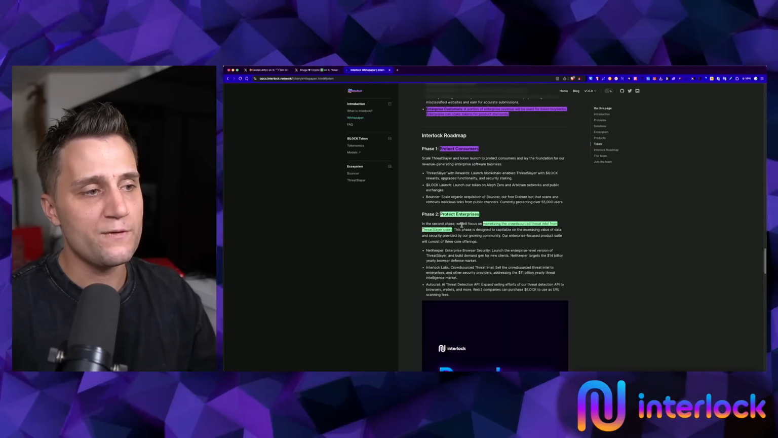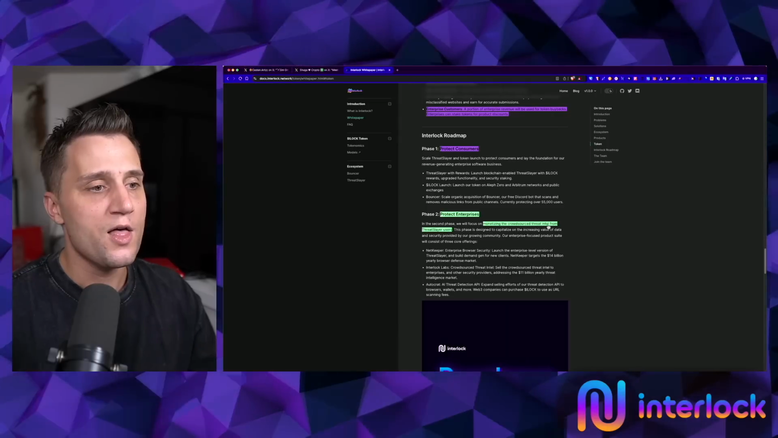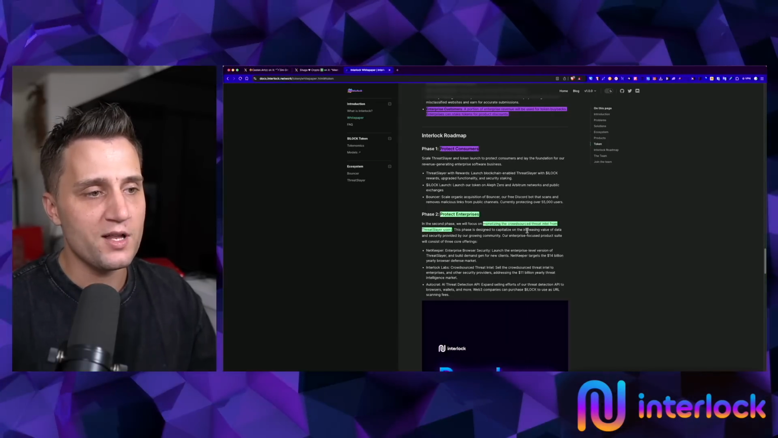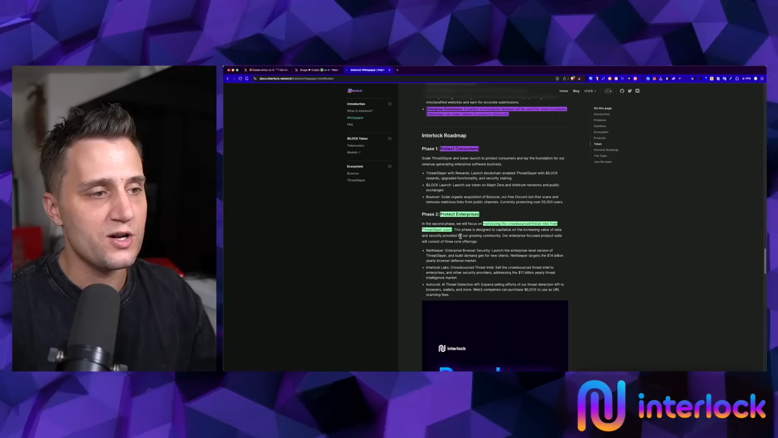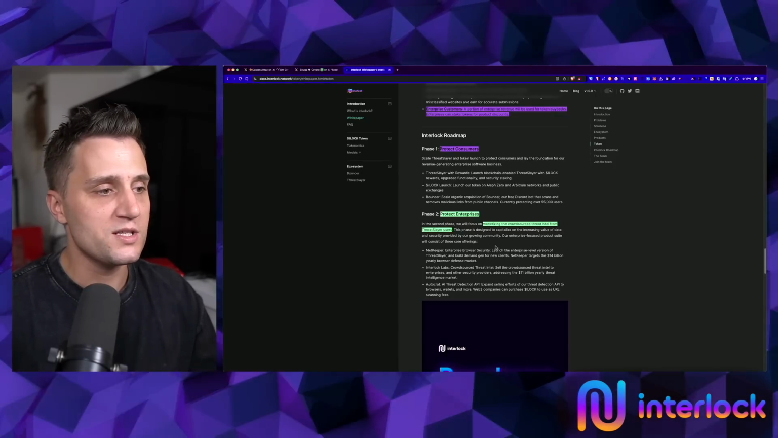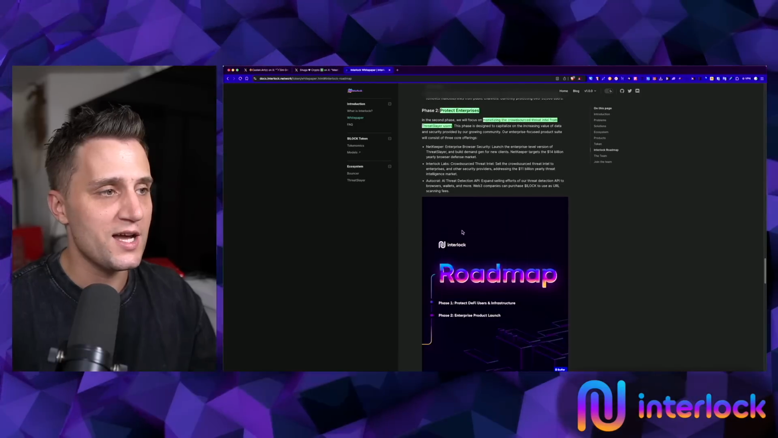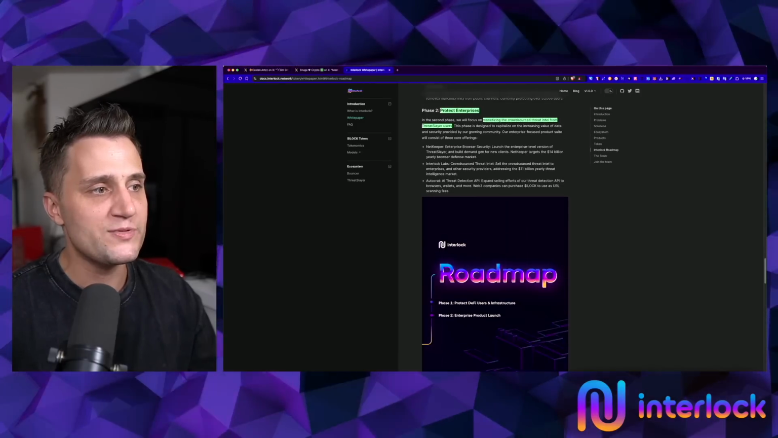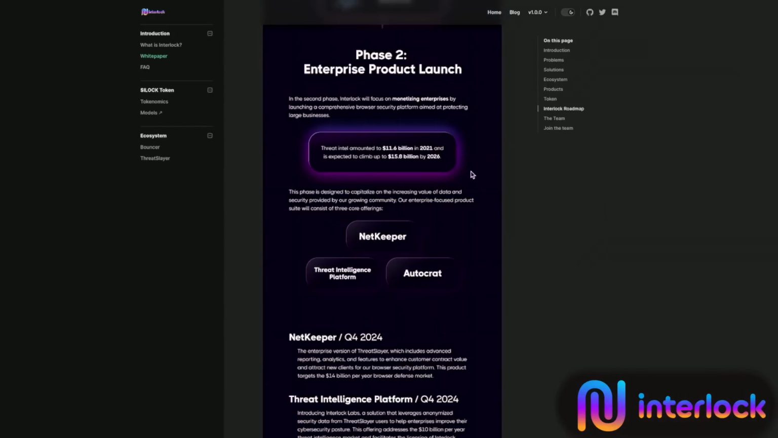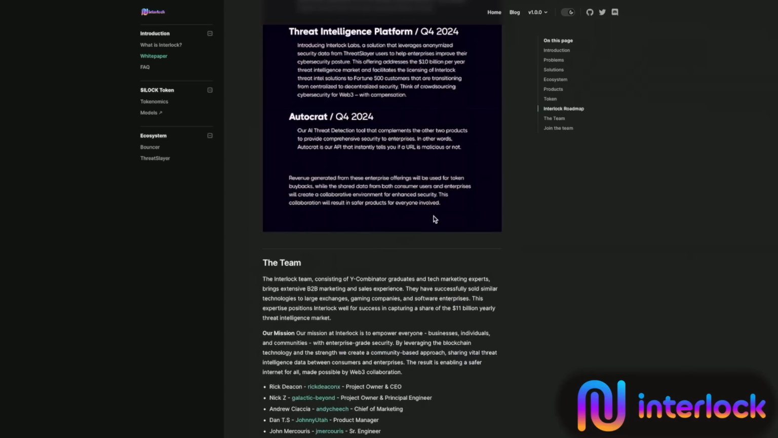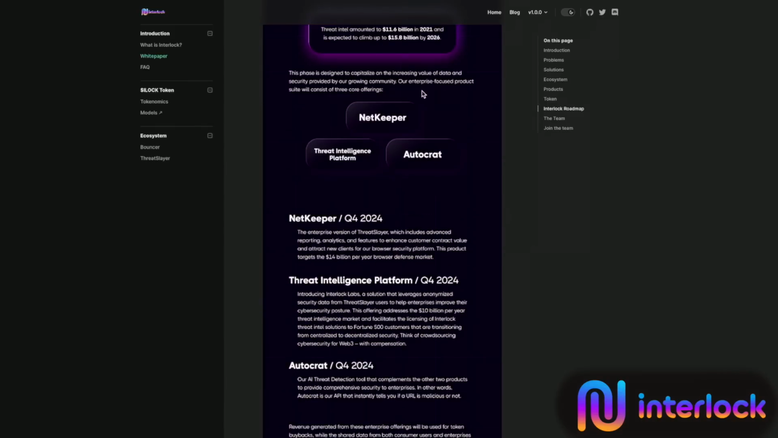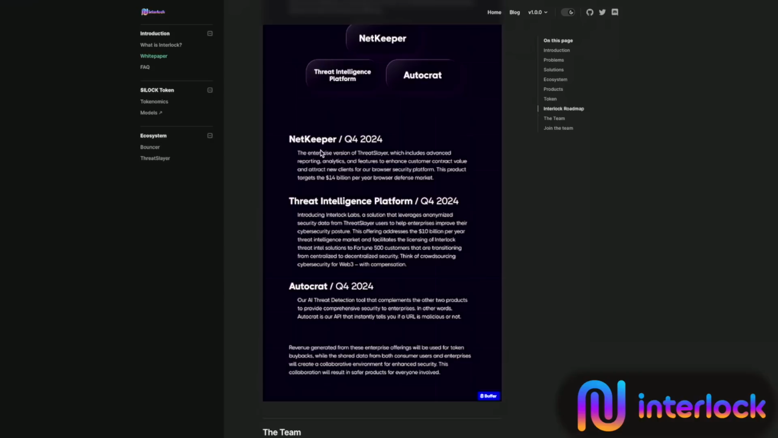In the second phase, we'll focus on monetizing the crowdsourced threat intel from ThreatSlayer users. This phase is designed to capitalize on the increased value of data and security provided by our growing community. Our enterprise-focused product suite will consist of 3 core offerings, and we just covered that: NetKeeper, Interlock Labs, and Autocrat. If you want to see the roadmap, you can check it out. I'll leave a link to the white paper here, but there's been a lot of information on that already, and it's quite easy to just read through it yourself. But you can see here in 2024, this is supposed to launch.